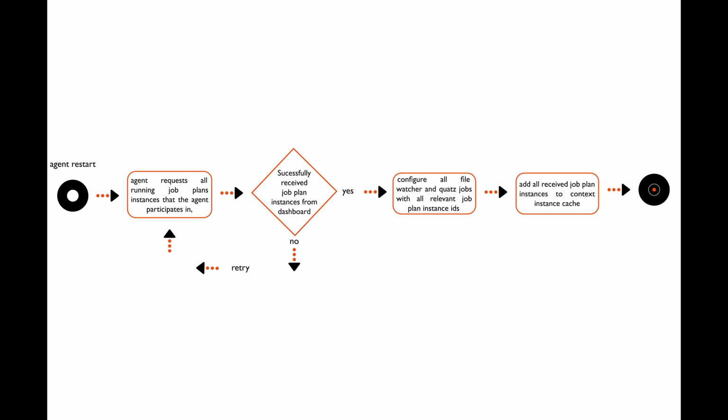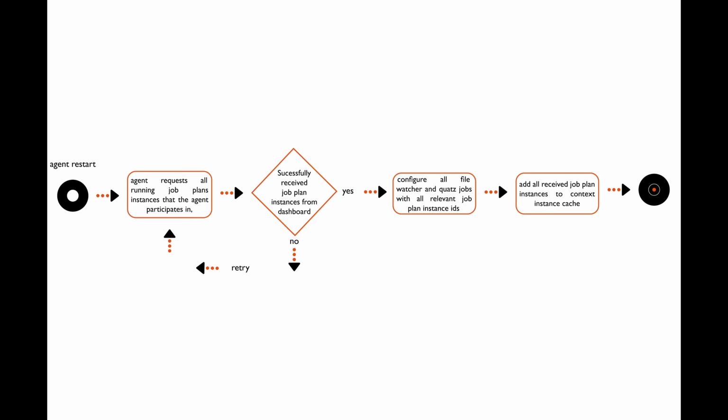The third and final use case in the job plan lifecycle is the situation where an agent restart occurs. So an agent restart, we need to go and request from the dashboard all of the current running job plan instances, configure the relevant jobs on the agent with the job plan instance IDs so that the appropriate event identifier gets fired into the dashboard when a particular job is executed. And then we need to put those job plans into the local job plan instance cache so that they can be referenced for things such as configuration parameters or any other information that a job needs to execute a specific job out of a job plan.